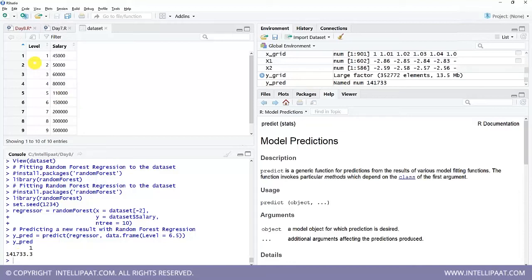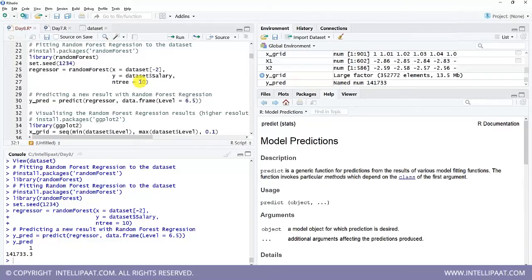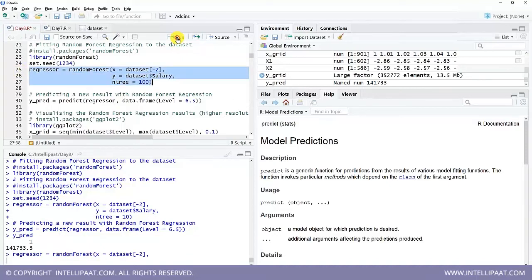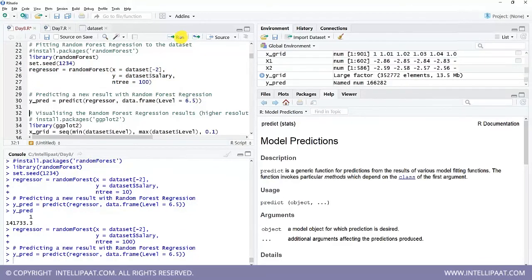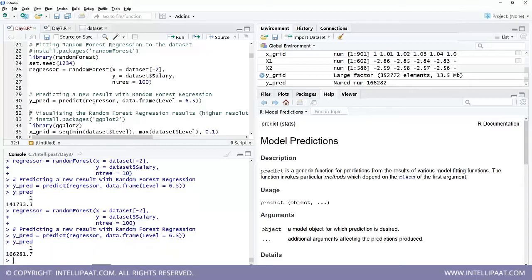So probably I'm not sure if this is right, but I'm going to take a chance by increasing the number of trees now. Instead of 10 trees, I'm going to use 100 trees. Again, I generate the regressor, that is the random forest model. I've done it. I'm going to predict now, and let me execute y_pred. How much did it come? 166K. To me, this sounds a lot better and probably more realistic.